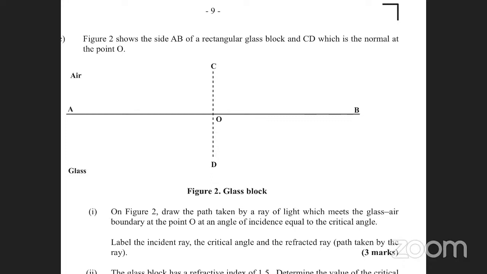Right, so what did the question say? Draw the path of the ray which meets the glass-air boundary. The glass-air boundary tells us that.